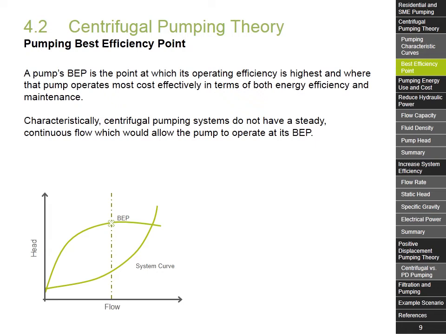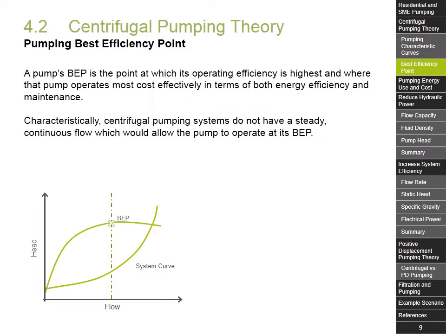What is important to know is that the efficiency of a centrifugal pump is directly related to the ability of that pump to perform at, or near to, its best efficiency point, or BEP. A pump's BEP is the point at which its operating efficiency is highest and where that pump operates most cost effectively in terms of both energy efficiency and maintenance.